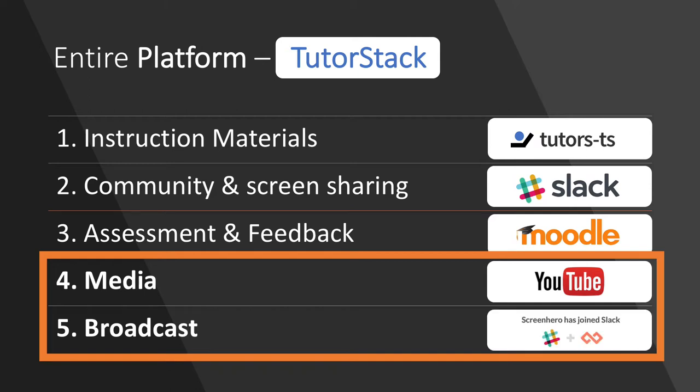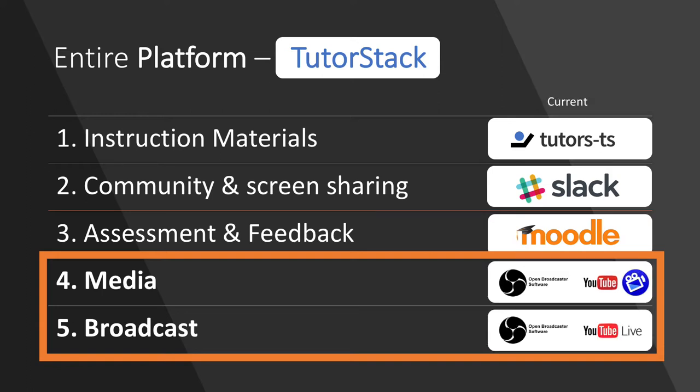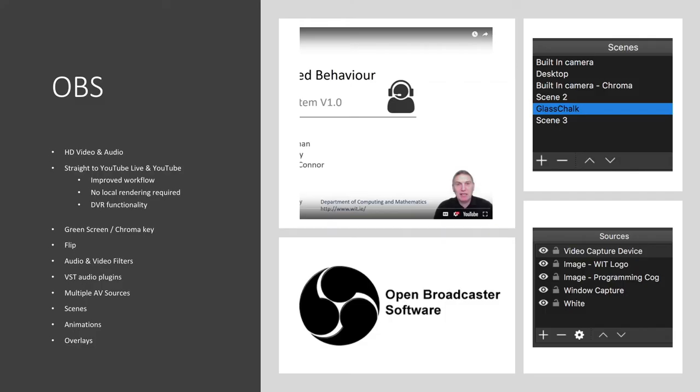So Screen Hero was used with Slack when the snow came because our Connect server fell down. ScreenFlow was used with YouTube for asynchronous videos, but the big find was Open Broadcaster Software, OBS. We used that with YouTube Live, and that cuts down our workflow. It does HD video and audio straight to YouTube Live and YouTube, so that it's much quicker.